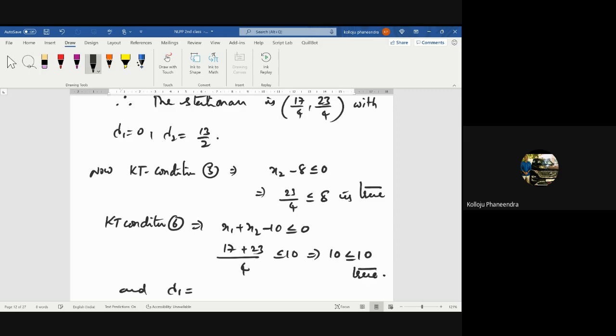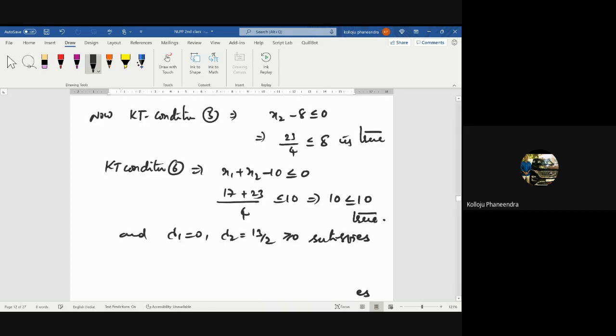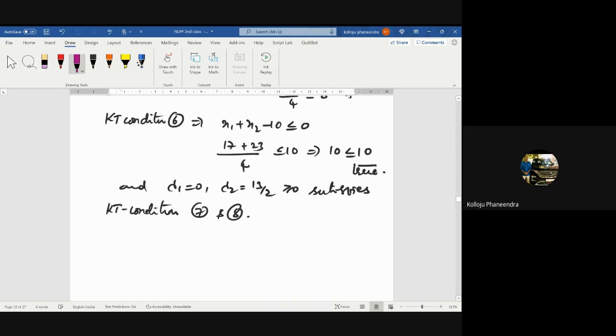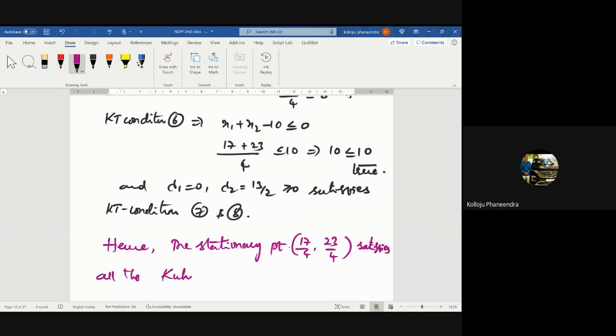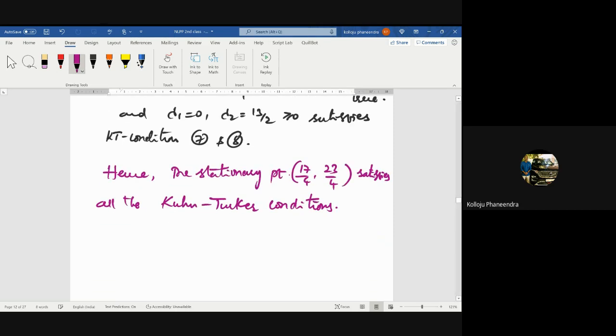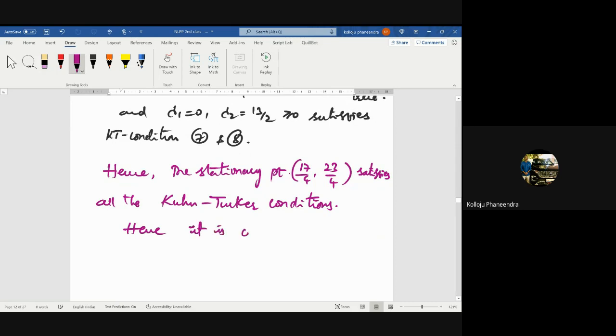And lambda 1 equal to 0, lambda 2 equal to 13 by 2 greater than or equal to 0 satisfies what KT conditions? The last KT conditions, 7 and 8. Hence, the stationary point 17 by 4, 23 by 4 satisfies all the Kuhn-Tucker conditions. Okay, this point is over. Hence, it is considerable.